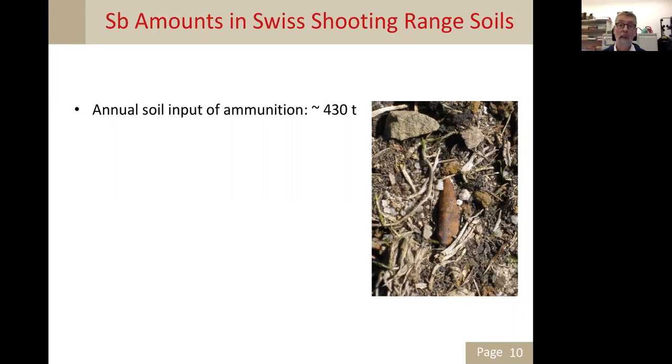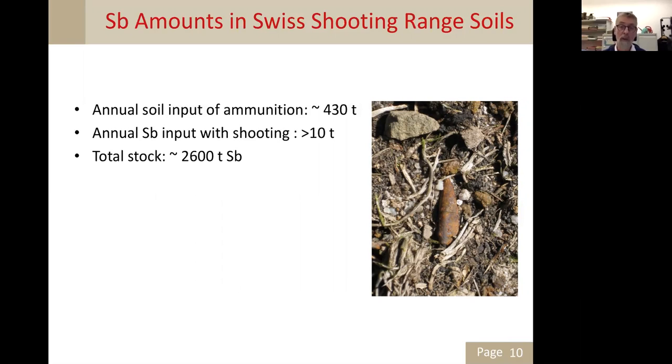So some estimate of the total amount of antimony that has ended up so far in Swiss shooting range soils. There are estimates that around 430 tons of ammunition is in these soils. The annual input is estimated to be about 10 tons or more. There are differences in the estimates. And the total stock is around 2,600 tons.